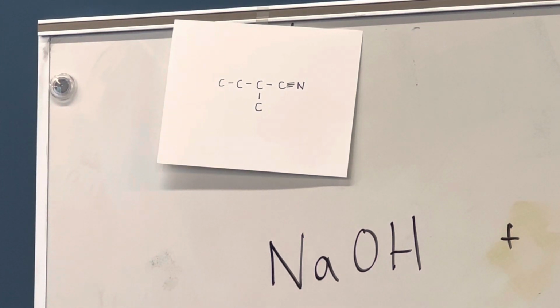Propyl methanoate. Which one is propyl methanoate? That one? Or this one? This one was 2-methyl butane nitrile.